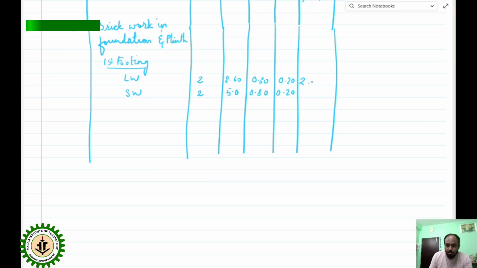0.75, 0.60. If you add these two items, you will get 4.35 cubic meters.